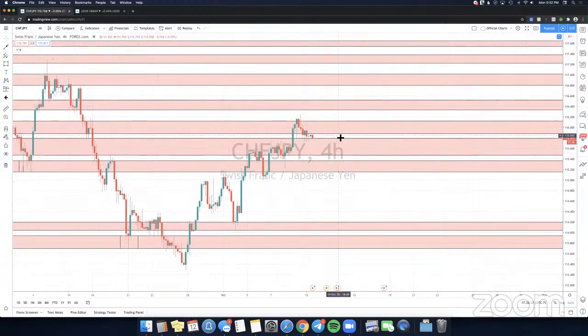But yeah, so if you're looking at CHFJPY, the upper zone right here is going to be 116.125, and the lower zone down here is going to be 115.480.